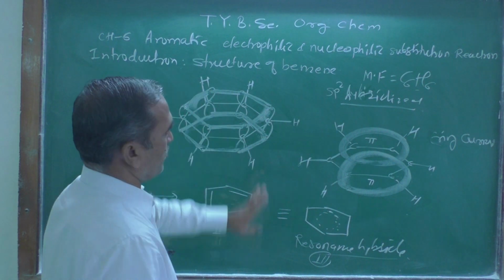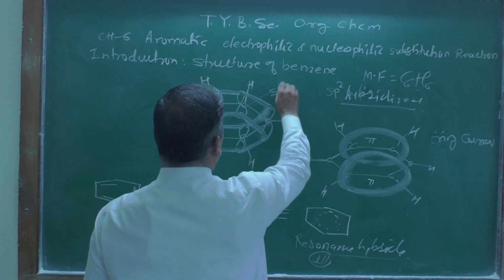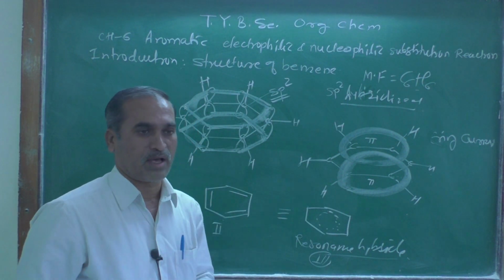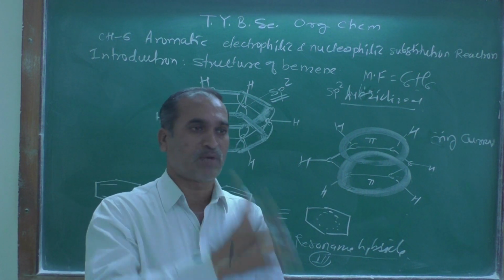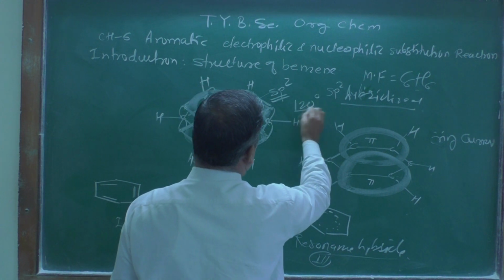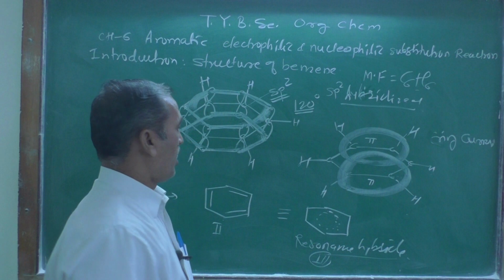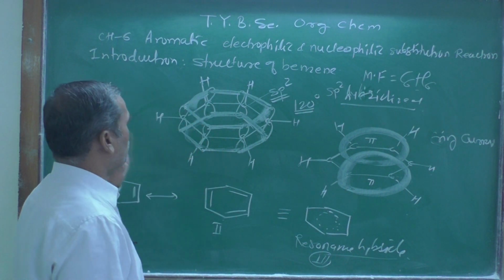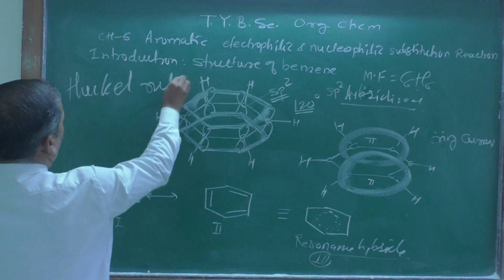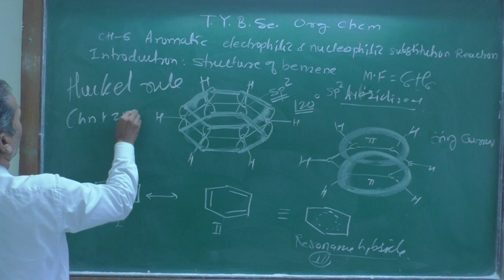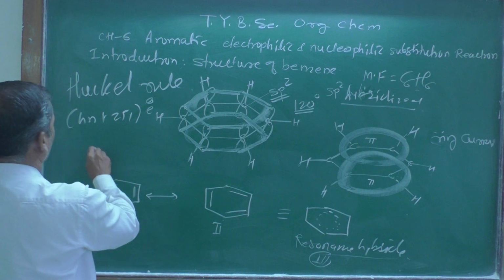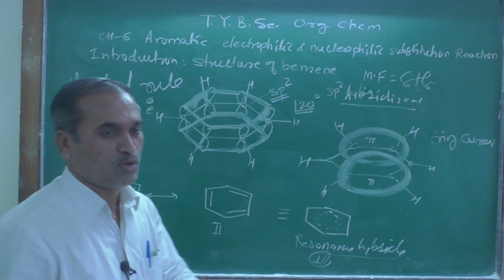So all these carbon atoms show sp2 hybridization, and therefore, when carbon-carbon double bonds are there, the molecule becomes planar, and the bond angle is found to be 120 degrees, as we know. And this is a cyclic compound. According to Hückel's rule, what it says is 4n plus 2 pi electrons, where n is equal to the number of rings.